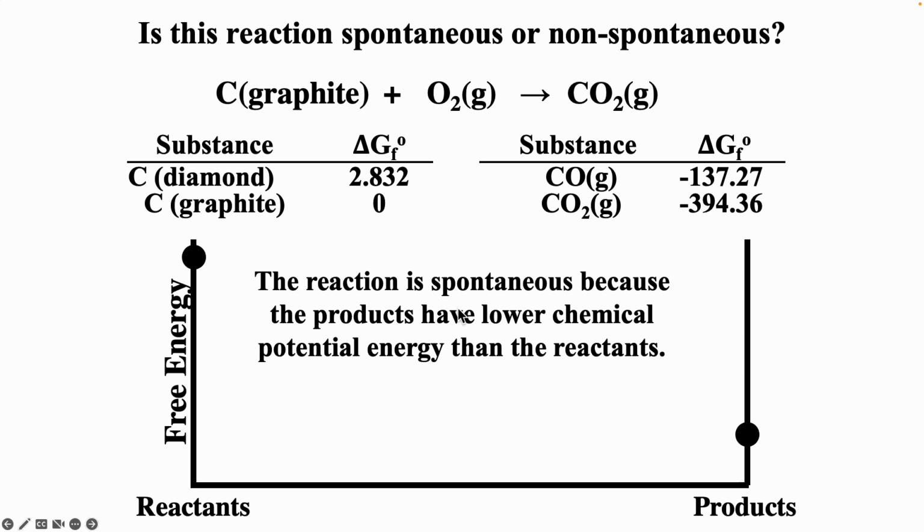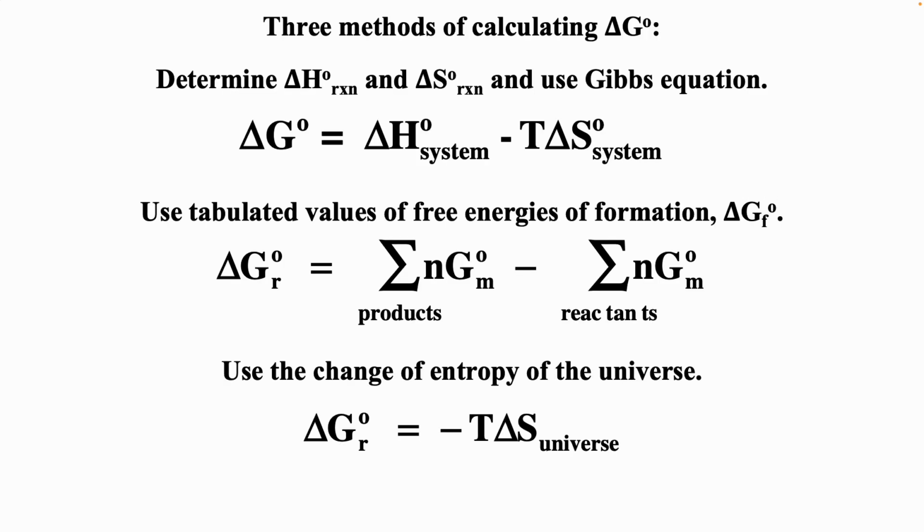And so we can think about it if we plotted the free energy on the y-axis, and here we have reactants and products. The products are lower in energy, more stable, and so this reaction is going to be spontaneous.